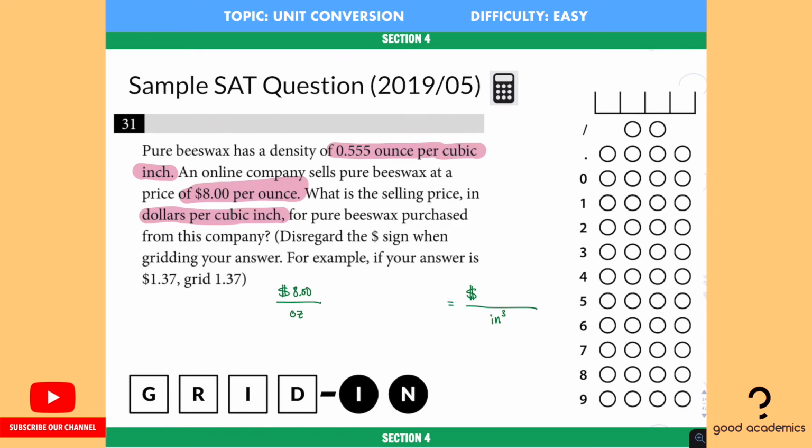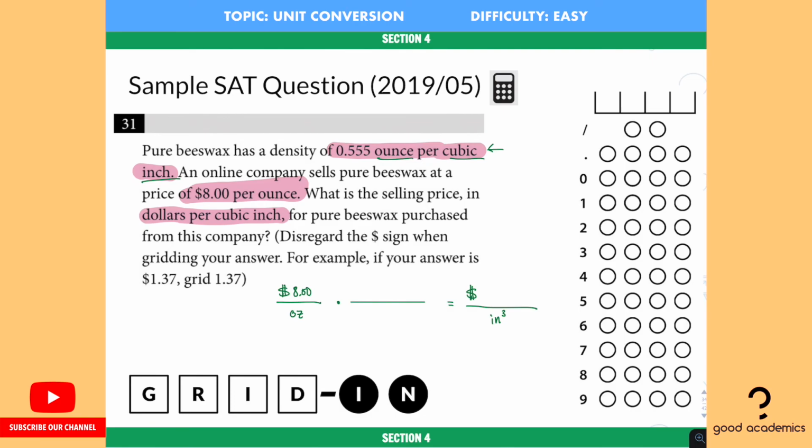Now, this is a very typical unit conversion question, and the way we do it is that we multiply by what we call a conversion factor. The way we decide is to have a fraction that involves both ounce and cubic inch together in this conversion factor. So look here, density. You see the ounce right here? You see the cubic inch right here? That works perfectly. So now, how are we going to place this number here?